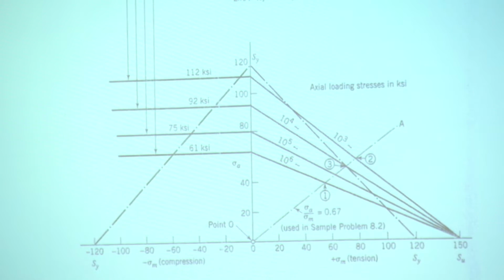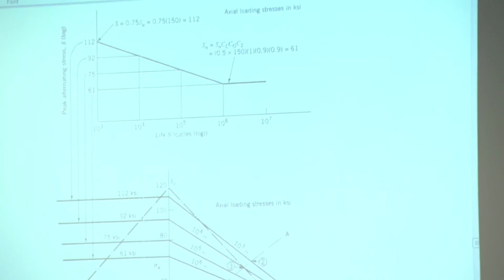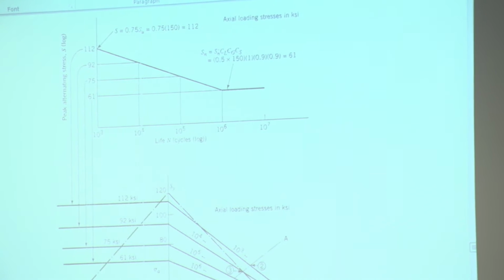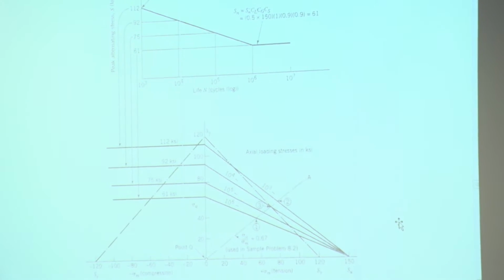And the 112 is just for 1,000 cycles, which you can take it or leave it. You can do a static analysis if you wished. That's low cycle fatigue. Okay?